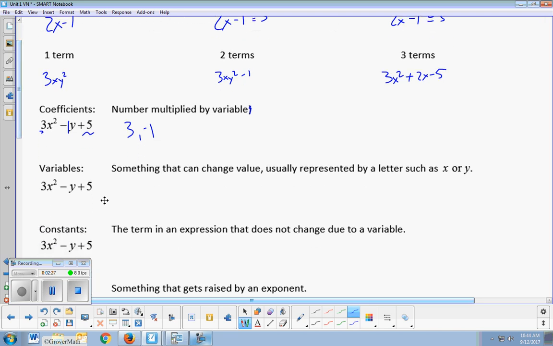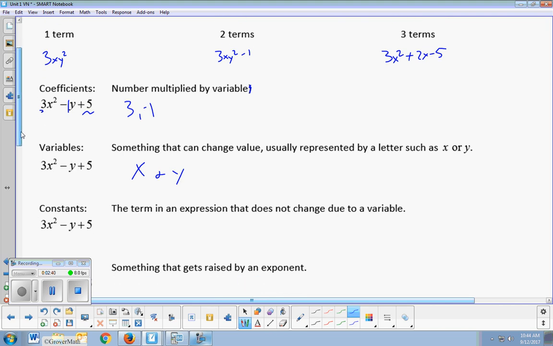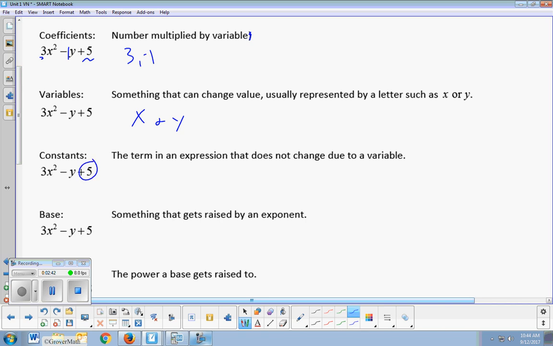And variables are the letters primarily here. So in this one, x is a variable and y is a variable. Something that can change. I could substitute different numbers in for x and y, and that will change the value of the expression. A constant, that's what 5 is. When I substitute something for x, the term 3x squared changes value. When I substitute something in for y, of course, negative y changes value. It could be negative 2, negative 3, negative 5, or positive if I plug in a negative, because it's minus a negative. But 5 is 5. 5 is what we call a constant. A number without a variable attached to it is called a constant.